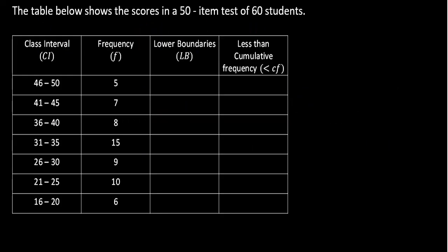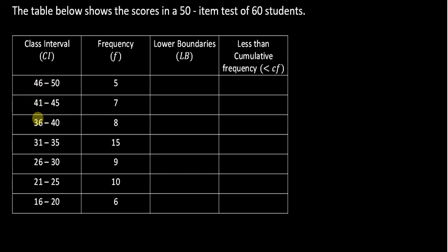Let's have an example. The table below shows the scores in a 50-item test of 60 students. So, ito yung mga scores nila, itong class interval. For example, 16 to 20, 6 students ang nakakuha nun. 10 students ang nakakuha ng 21 to 25. At 5 students ang may score na 46 to 50. And so on and so forth.